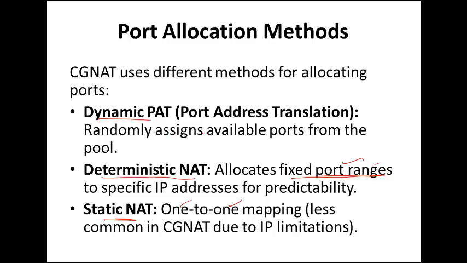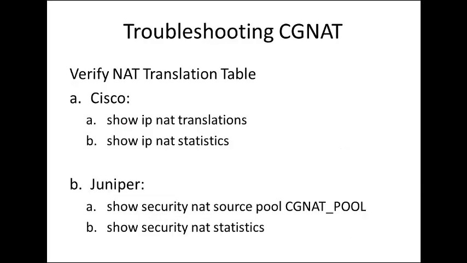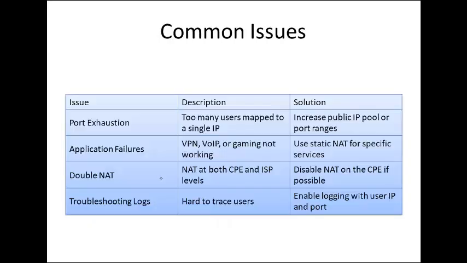Now, what is the issue with CG NAT? We already saw we will not have enough port numbers, so you need to have more IP addresses instead of a single IP address. And then some applications may suffer, so you need to have static NATing so that they won't suffer. Double NAT is the problem, you need to do NATing both on customer premises as well as on the ISP level. Logs, it is very difficult to trace the logs. You need to use some special hardware and modules to do this, right? Fine, then we'll stop here.